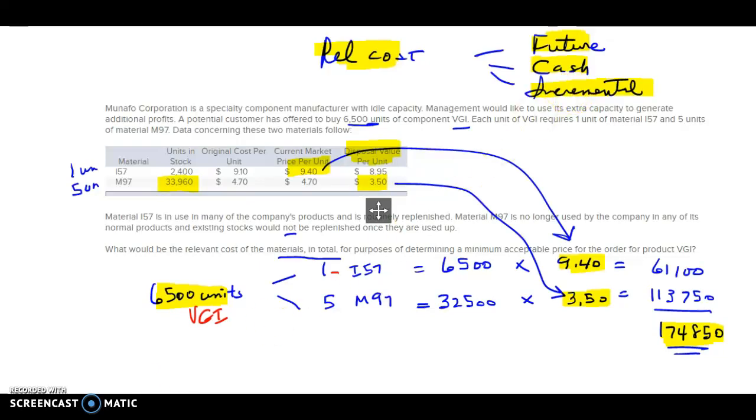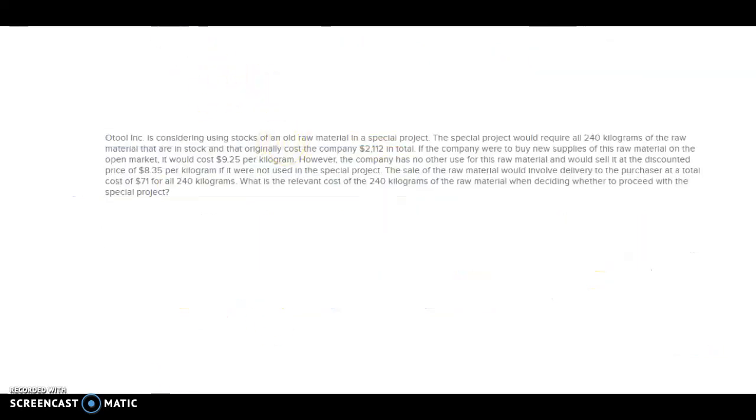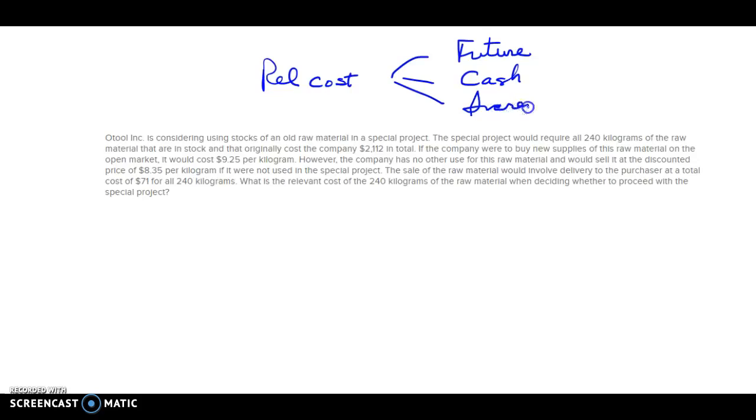All right, thank you. Okay, another question on relevant costs. We said relevant costs are future, they are cash costs, and they are incremental, which is another way of saying they're not sunk costs.